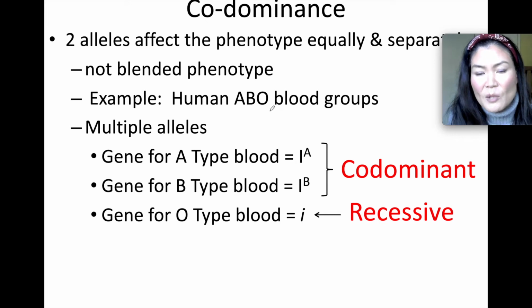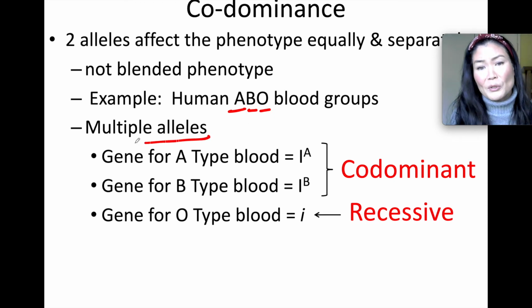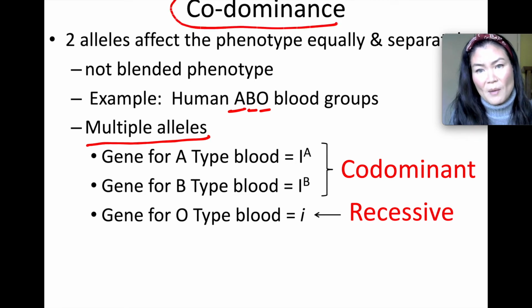So for example, human blood groups, okay? Human blood groups, you have A blood, you have B blood, you have O blood, you have AB blood. You know, there's multiple alleles. Blood type is an example of not only codominance, but also an example of multiple alleles, meaning that there's more than two alleles for a trait.